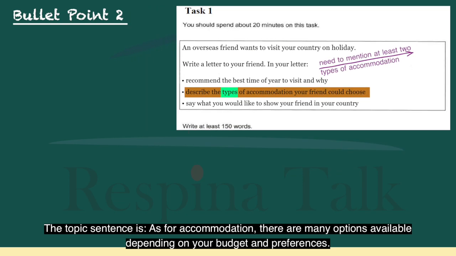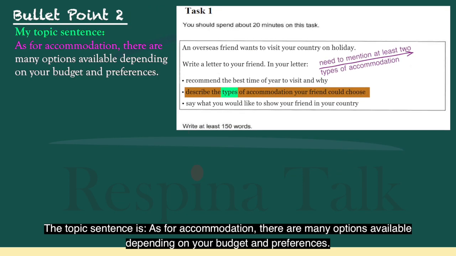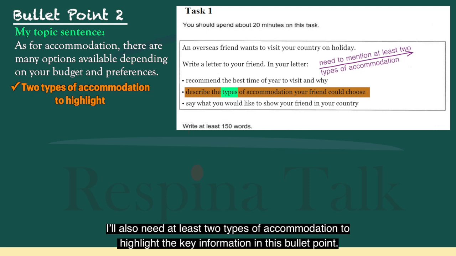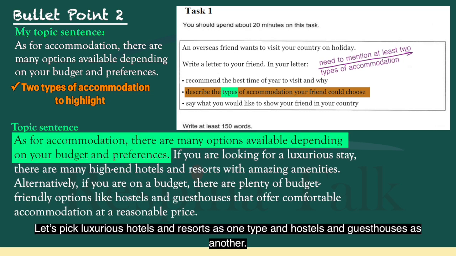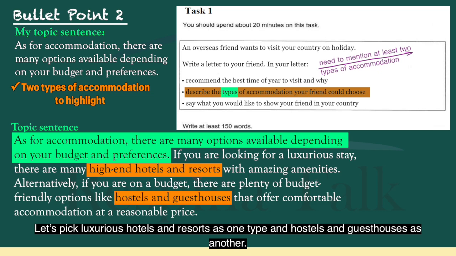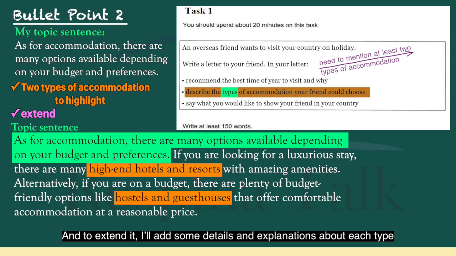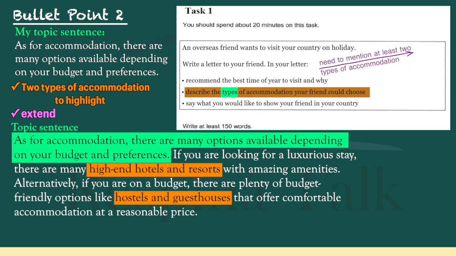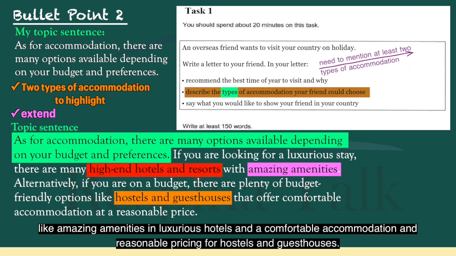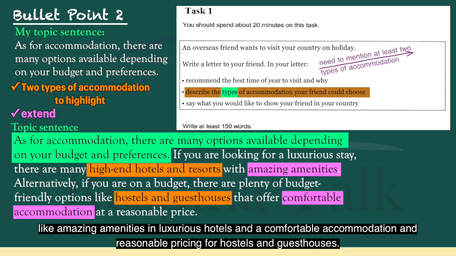The topic sentence is, as for accommodation, there are many options available depending on your budget and preferences. I'll also need at least 2 types of accommodation to highlight the key information in this bullet point. Let's pick luxurious hotels and resorts as one type, and hostels and guest houses as another. And to extend it, I'll add some details and explanations about each type, like amazing amenities in luxurious hotels, and a comfortable accommodation and reasonable pricing for hostels and guest houses.